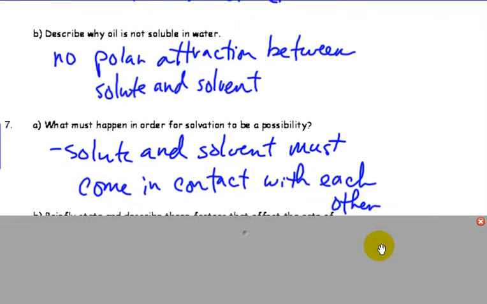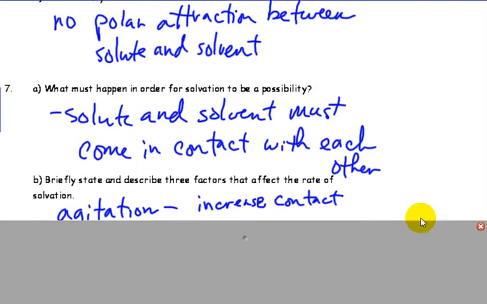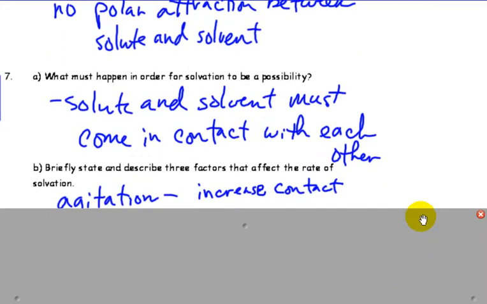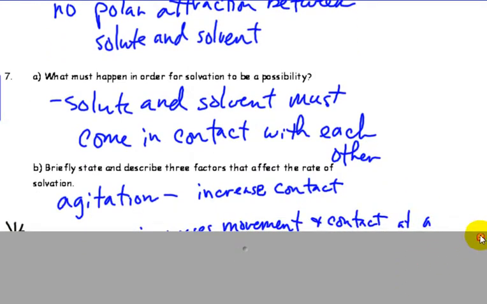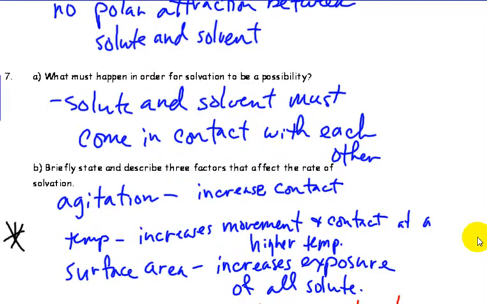Number 7, what must happen in order for solvation to be a possibility? The solute and solvent must come in contact with each other, of course, so that there can be that pulling effect. And of course, ways to increase the possibility of something being dissolved. These are things that we know with common everyday experience. Agitation, so if we're stirring the solid, stirring the sugar in the coffee, that increases contact time and the likeliness of water to pull it apart.